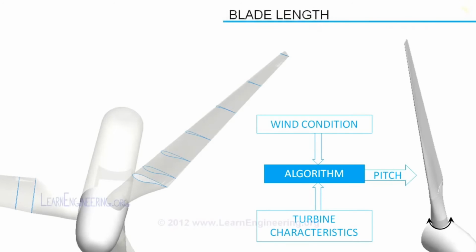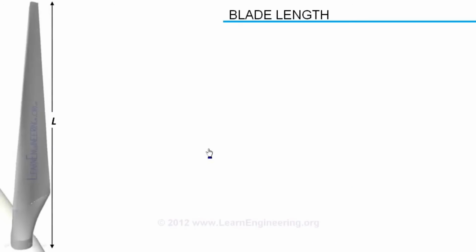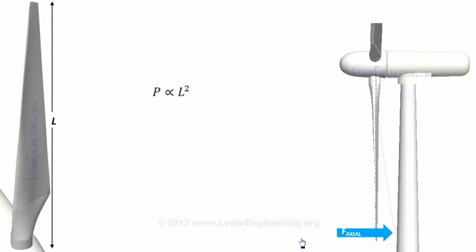The next big factor affecting performance of a wind turbine is length of the blade. Power extracted by the wind turbine varies according to this equation. So, it is clear that a longer blade will favor the power extraction, but with increase in blade length, deflection of the blade tip due to axial wind force also increases. So, blind increase in length of the blade may lead to the dangerous situation of collision of the blade with the tower.